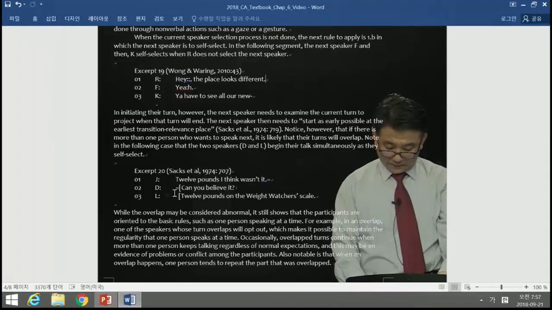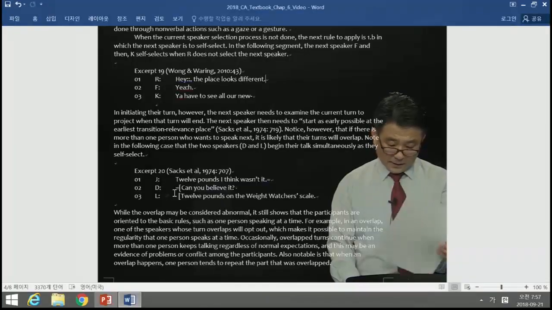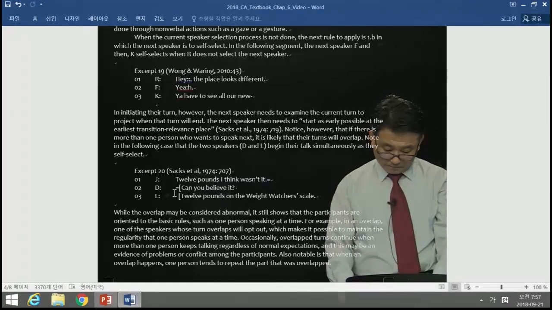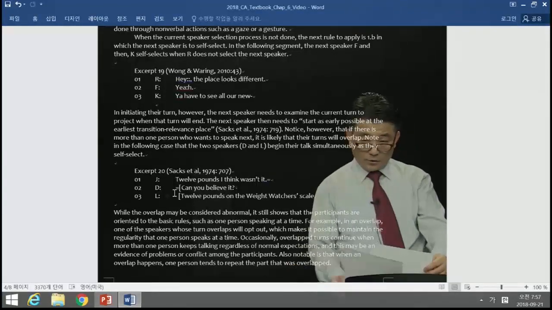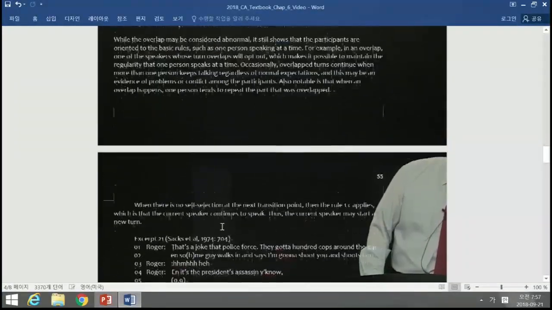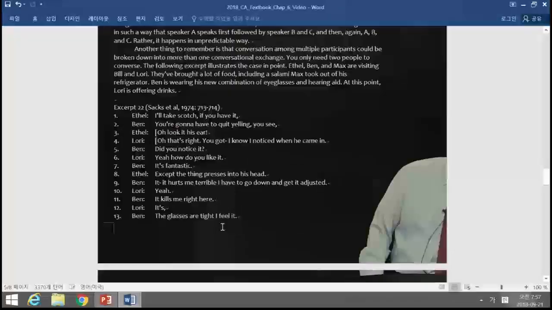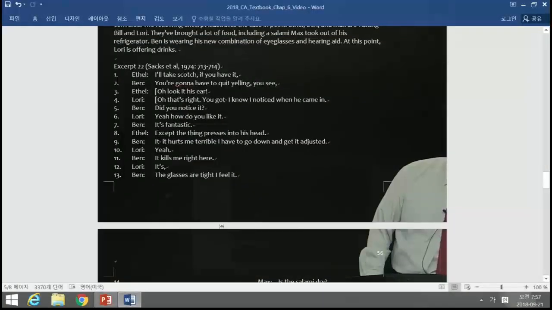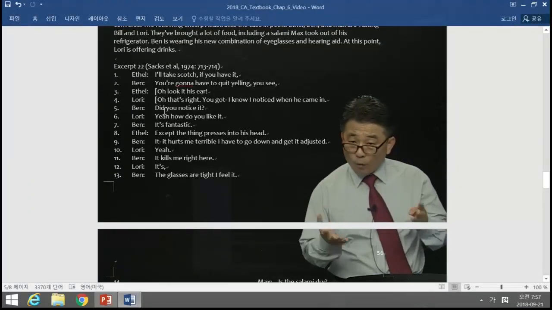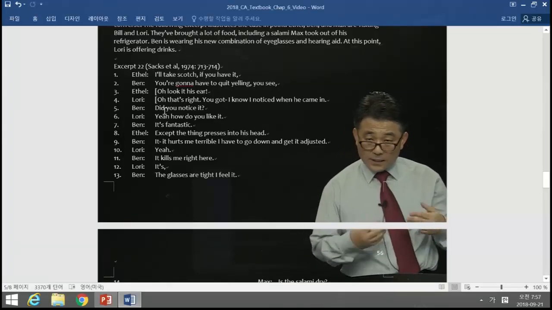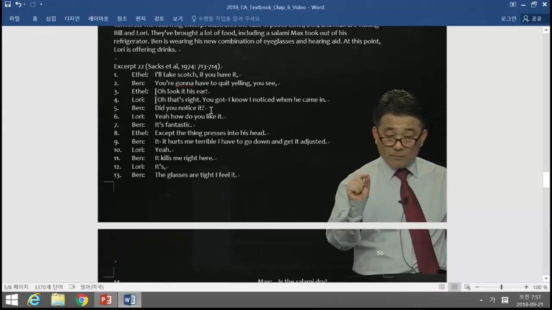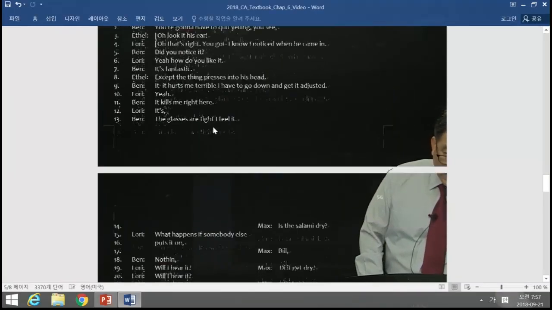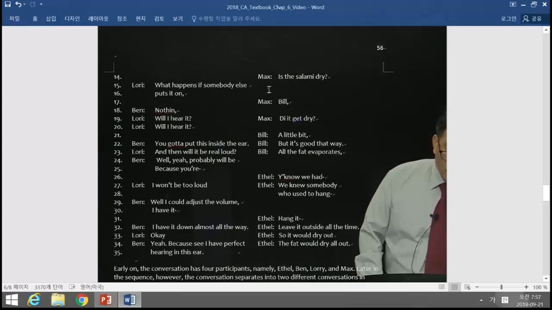Okay. So let's move on to the next issue. I'd like you to see excerpt 22. Here, it's a pretty long excerpt from the Harvey Sacks paper. Initially, I think there are 4 people in this conversation. Initially, just one person speaks at a time, so there's only one conversation going on. And then at the end, later on, there are 2 conversations.